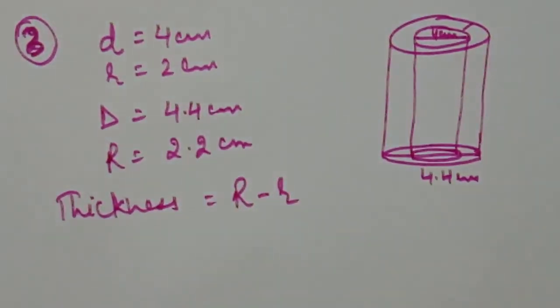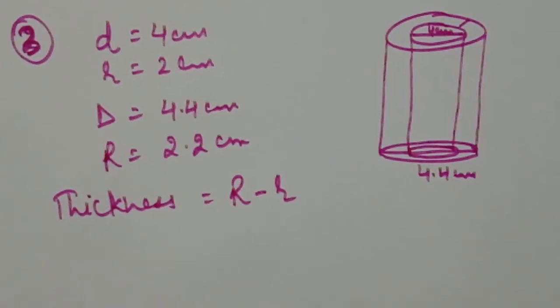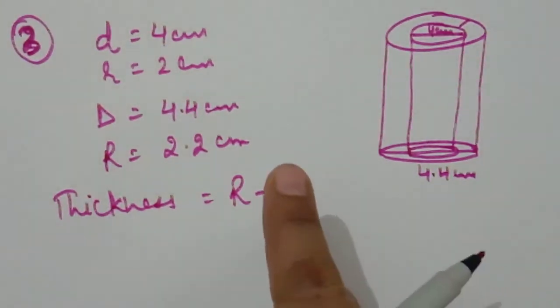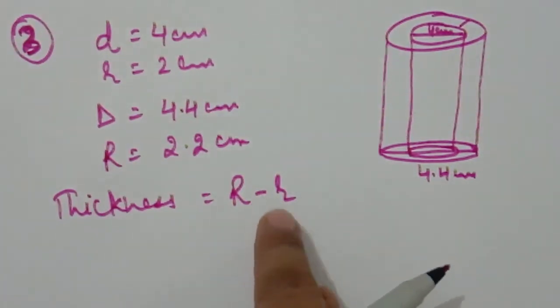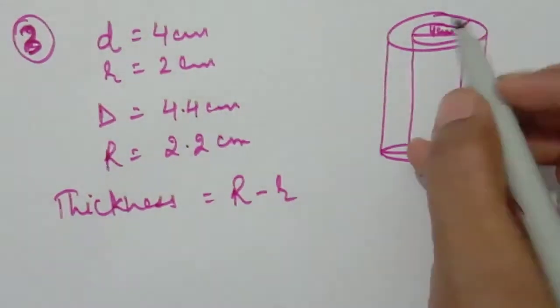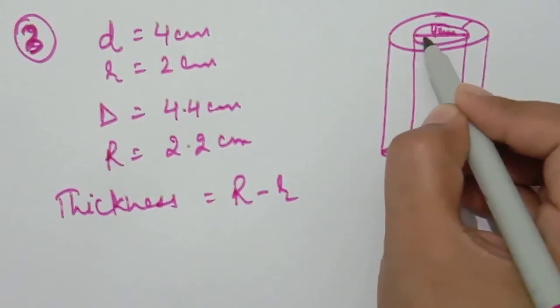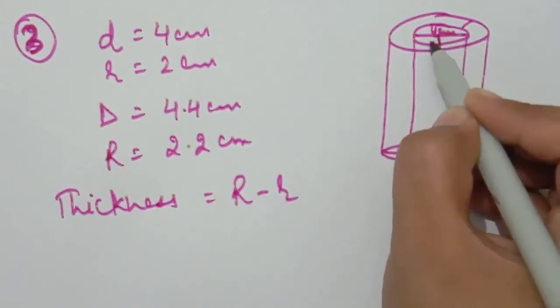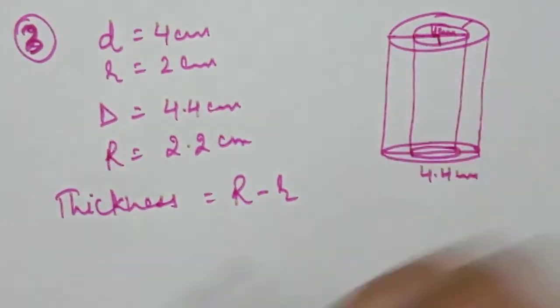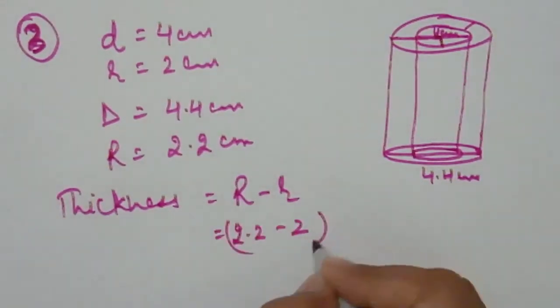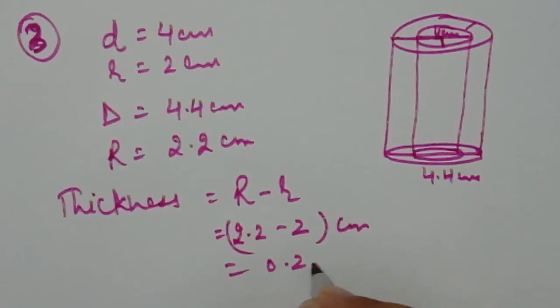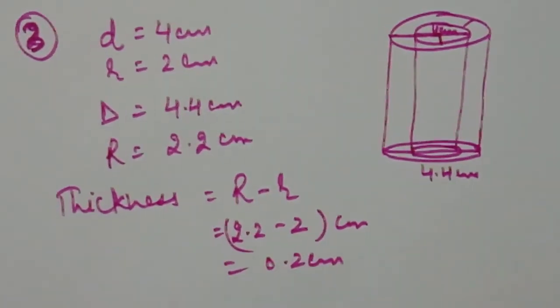Remember one thing, I am again explaining this question: when we are going to find the thickness, we are not using diameter, we are using radius, because we are talking about the radius of this small one and the radius of this bigger one. So this is 2.2 minus 2 centimeter, then 0.2 centimeter is the thickness of the pipe here.